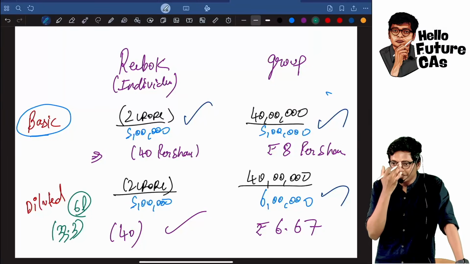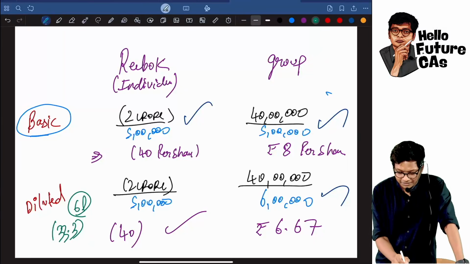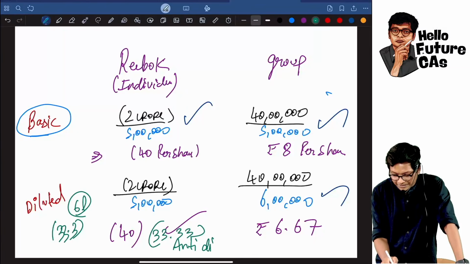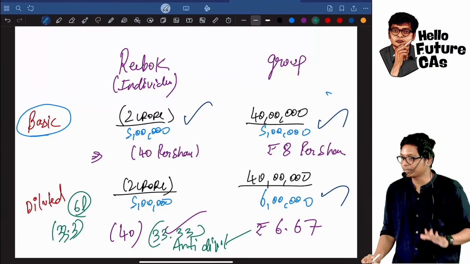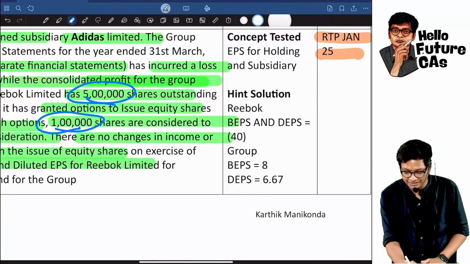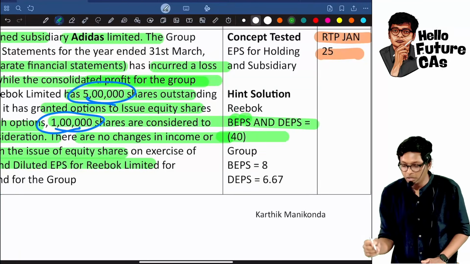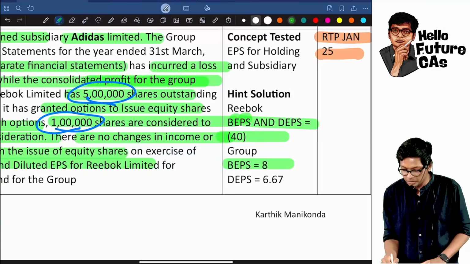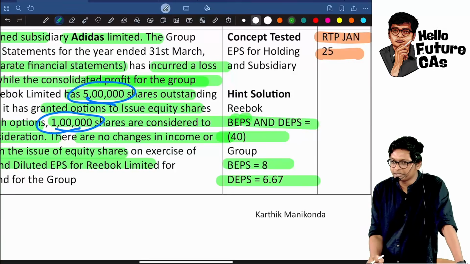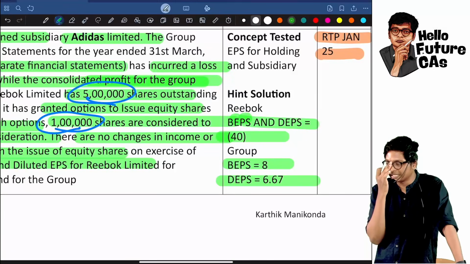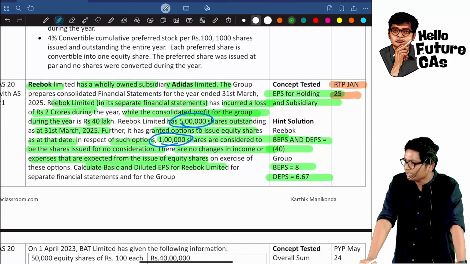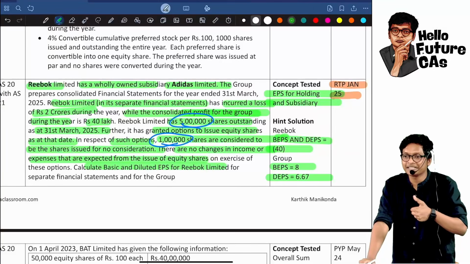Clear? Any complication in this sum? Nothing. And if you write the 33.33, it means it is not a dilution. It becomes anti-dilutive. Are you following, guys? Easy sum, guys. That's the answer. Look at this, guys. Therefore, what you will report is, in both cases I will report negative 40. Here for the group, basic is 8 and diluted is 6.67. Are you following, guys? Don't put out 33.33 negative. Are you following, guys? This is the concept of EPS for holding and subsidiary. All of you with me? Easy or difficult, guys?